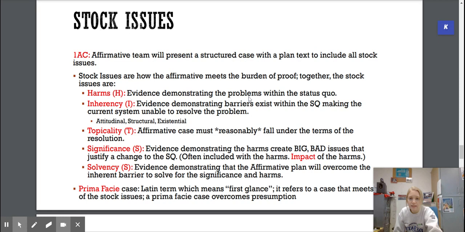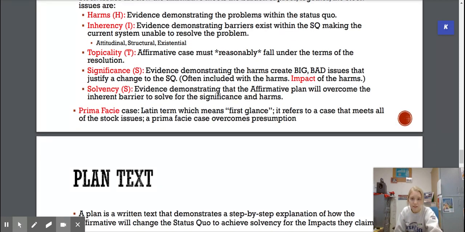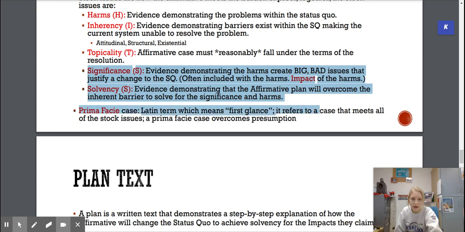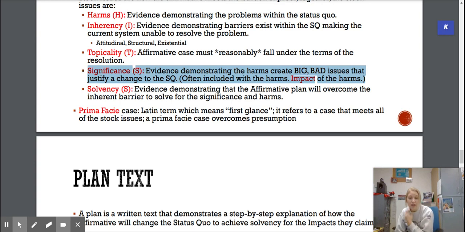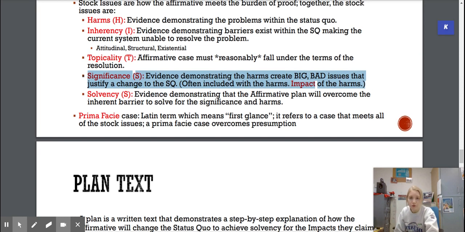The last thing is significance. I like that this talks about significance, because significance is often like an umbrella term used for addressing harms. It's saying that these harms create this big bad issue, and that big bad issue justifies us doing some sort of change. It's like, why do the harms matter? Why does it matter that people are dying? Why does it matter that we have a recession? This would give that reason. So you only would have significance if you do a certain version of your case, which we'll talk about in a minute.